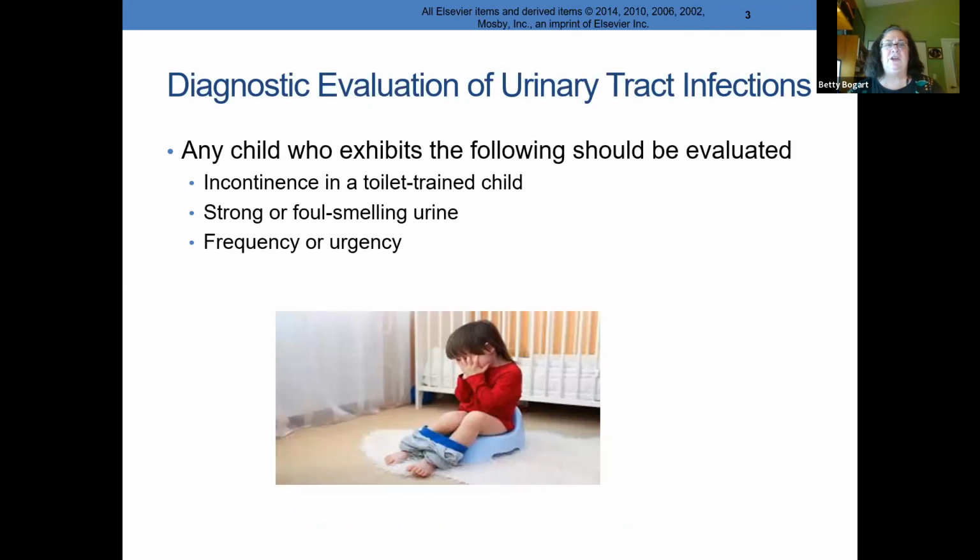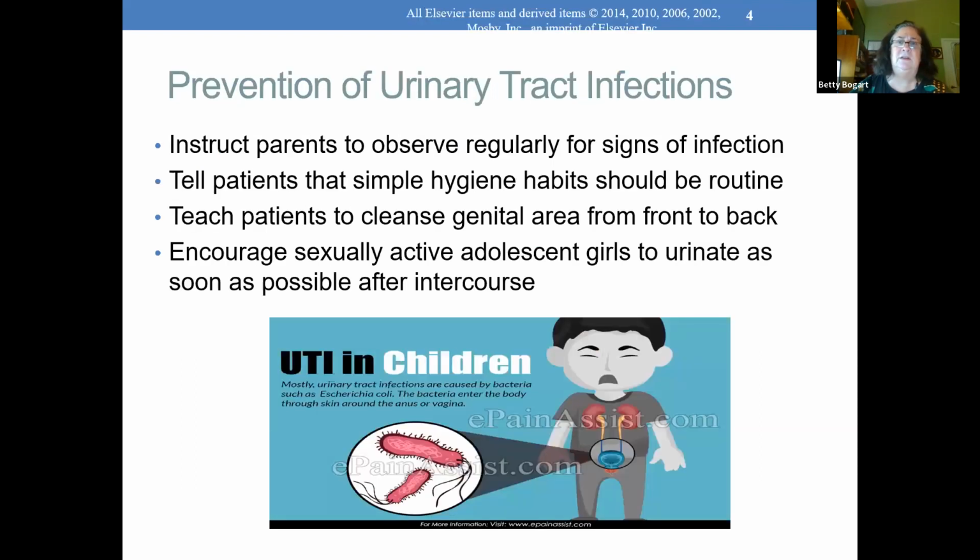So when you see a child who is already potty trained and all of a sudden they're starting to be incontinent, check for urinary tract infections. You could see strong-smelling urine, or you could see them wiggling a lot and holding themselves in that area, and even redness there. And you can probably determine that's a urinary tract infection.